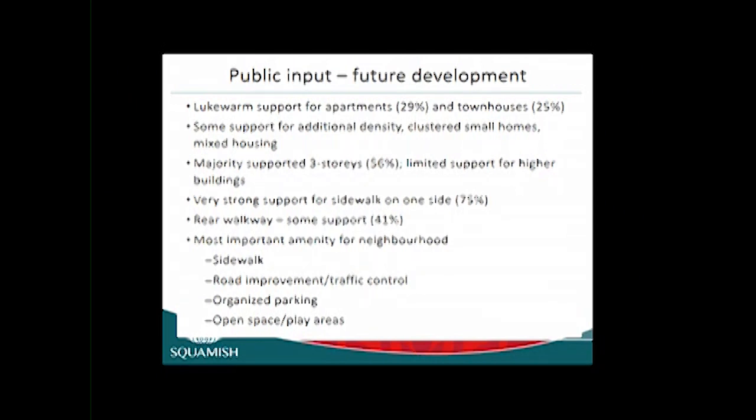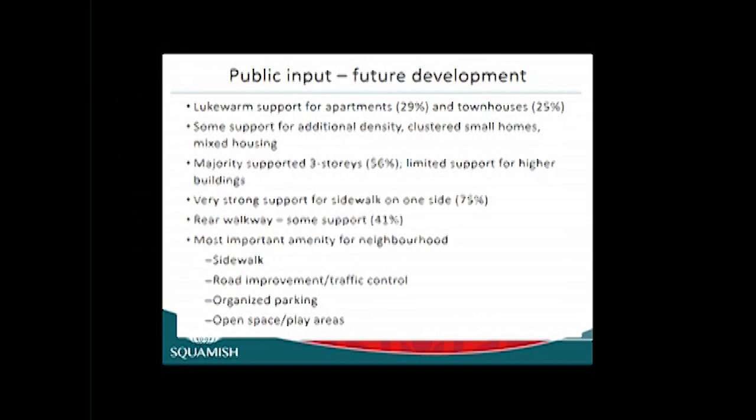So there was very lukewarm support for apartments in the future and townhouses. This is despite the multifamily zoning that's already in place there. There was some support for additional density. People liked the idea of clustered houses, kind of smaller scale density. The majority supported 3 stories as an upper limit and not much support for anything higher than that.